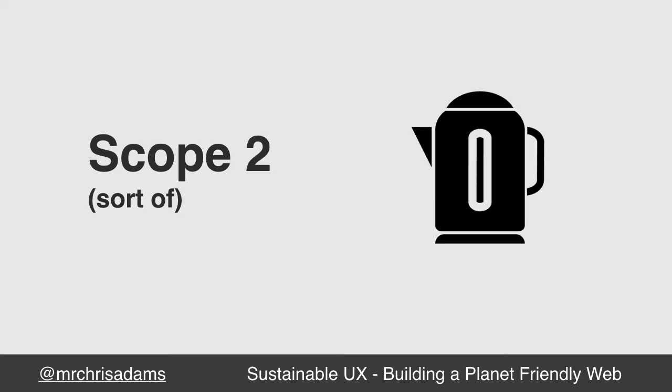Now, Scope 2 emissions represent CO2 emitted on my behalf, so from generating electricity that I use. So, if I was using an electric kettle to heat up my water for my cup of tea, then I would be generating Scope 2 emissions instead.